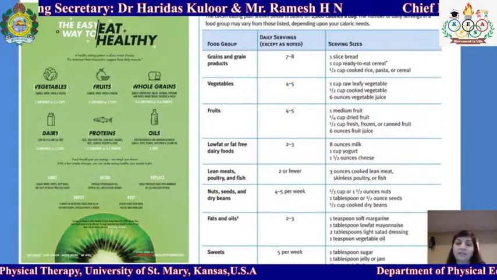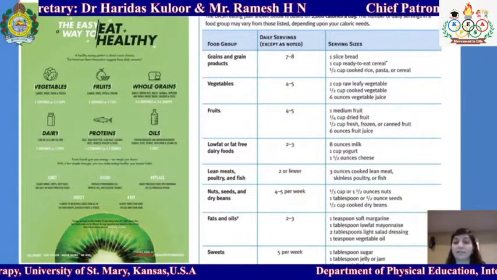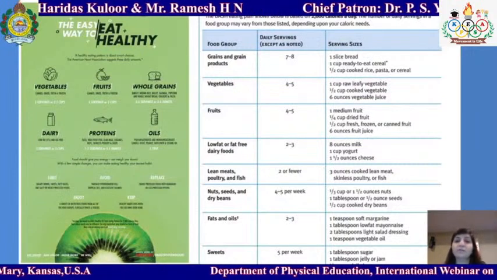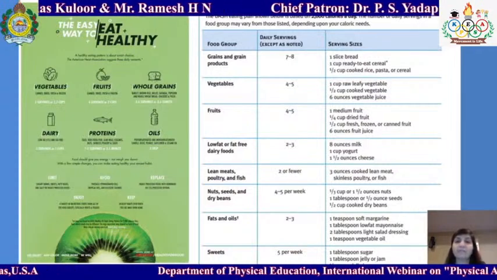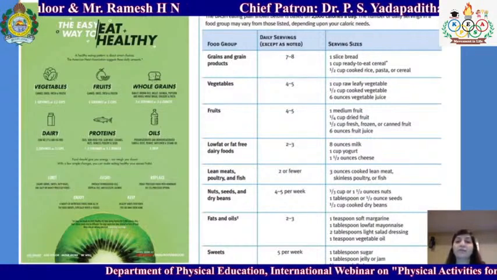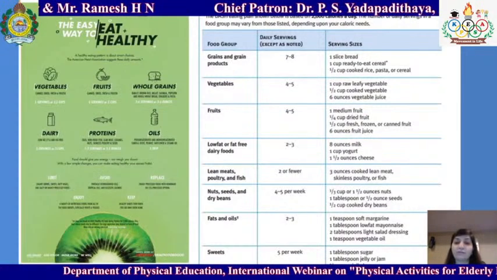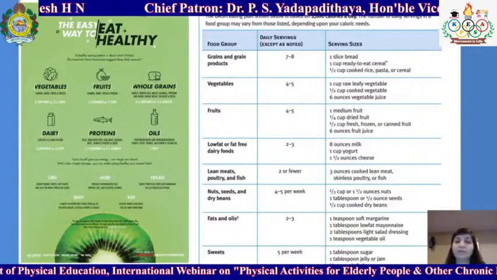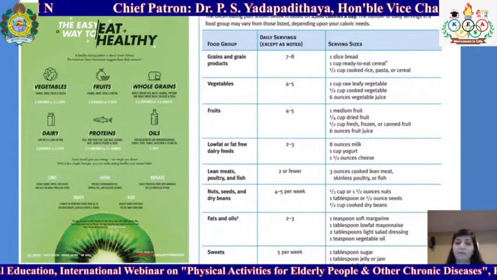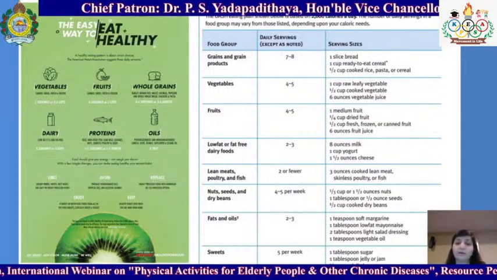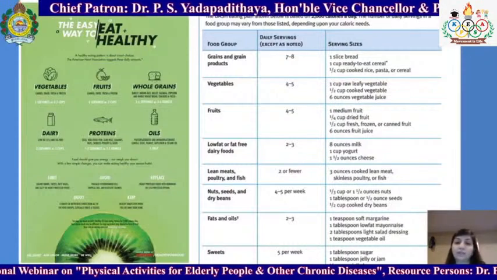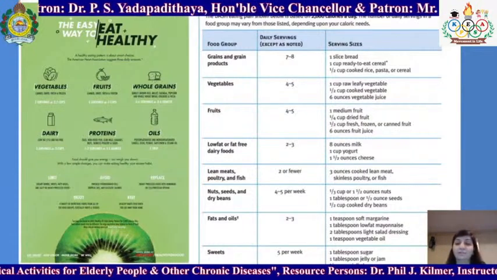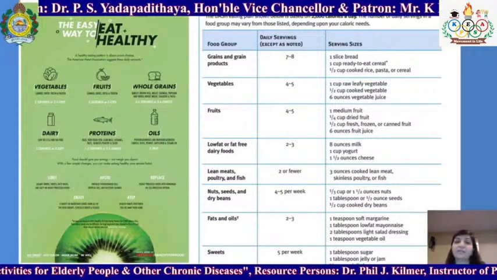On the right side here in the table, you can see the different food groups and their recommended daily servings for someone on a 2000 calorie per day diet. About 7 to 8 servings of grains, and try including whole grains, vegetables 4 to 5 servings, fruits 4 to 5 servings, low fat dairy about 2 to 3 servings, proteins, lean meats, and fish, 2 or fewer, then nuts, seeds, and beans, 4 to 5 per week. Fats and oils, the healthy ones, 2 to 3 servings. And then you're allowed to have some sweets, 5 per week. Here are the different serving sizes for each food group.